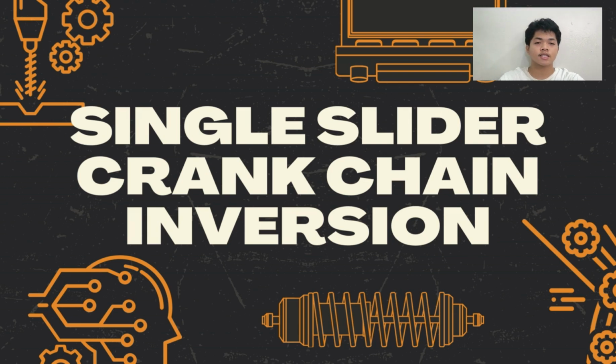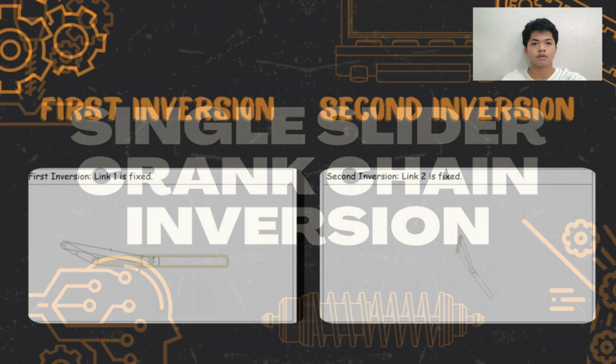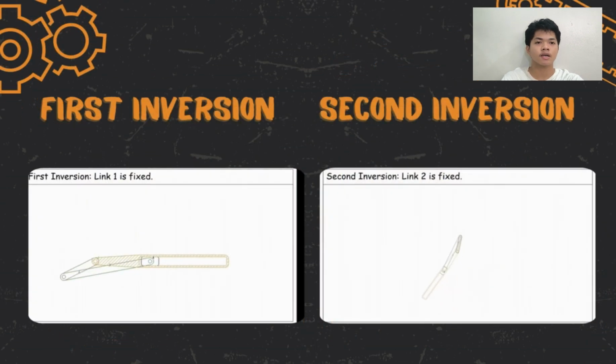Hello everyone, let us now talk about the inversion of single slider crank mechanism. In the inversion of single slider crank mechanism, different types of motion can be achieved by fixing different links, resulting in 4 possible inversions. Let us now talk about the different types of inversion so that we can understand. First inversion, the crank is fixed, which is the link 1.